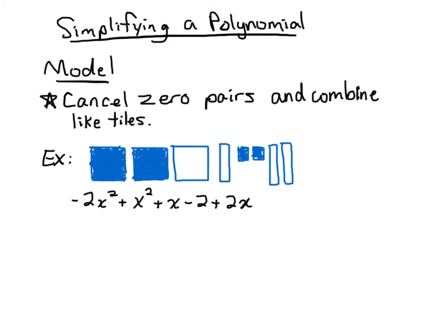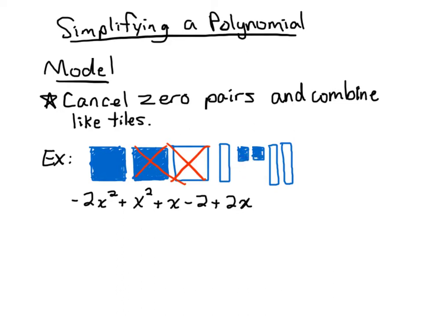So remember, a zero pair is a positive and a negative tile of the same type. So here we have a positive and a negative x squared that will cancel out. And then we keep looking, we have no negative x's, so there's no zero pairs there. And we have no positive ones, so there's no zero pairs there.